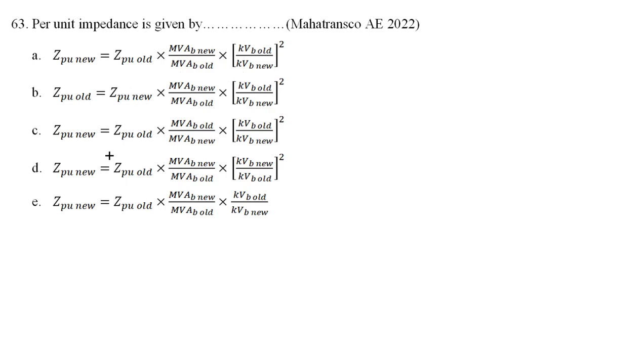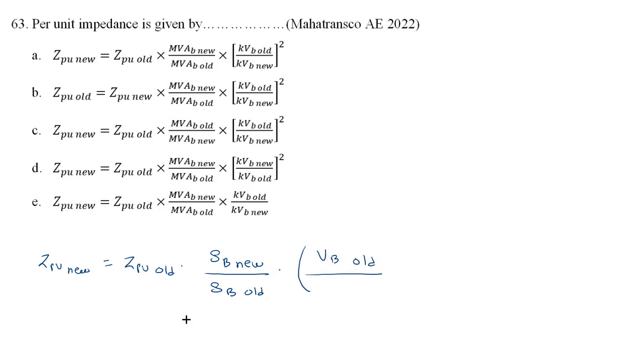Now this is the direct question. Whenever base MVA and base voltage are changed, how can we determine the per unit impedance at the new base values? The formula is Z per unit new equals Z per unit old, that is the original per unit value at old base values, into SB new divided by SB old, into (VB old by VB new) whole square. Here SB is the base MVA and VB is the base kV.